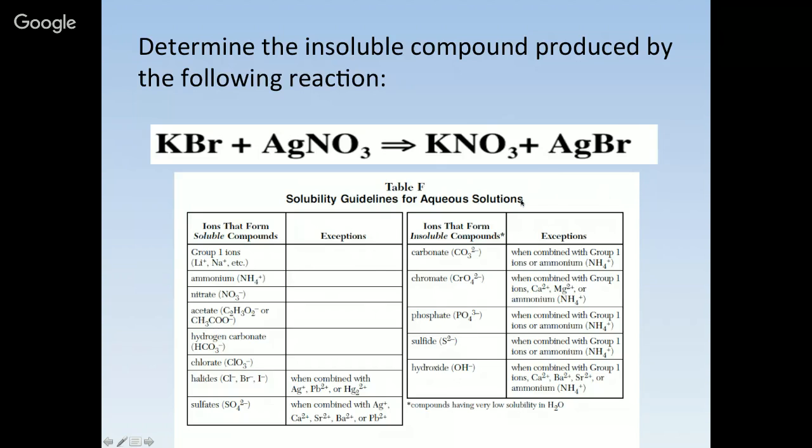So then we go to the next one, AgBr. So we look over, here's Br. Usually it's easier to search for the negative ion. So Br is here. Br is normally soluble. However, when it's combined with Ag, Pb, or Hg, it's going to make it insoluble. And in this compound, we have Ag with it. So this is actually going to be insoluble.